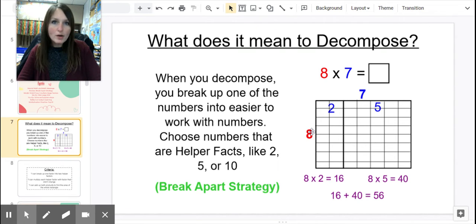Okay, you could also break up 8. You could have broken this up into 3 and 5. But maybe you're thinking, I don't really know my 3s. Okay, so that's why I think 7 is the perfect one, because I know my 2s and I know my 5s. So you take 2 times 8 and then 5 times 8. So that's 16 plus the 40, and that would equal 56. So you know 8 times 7 is 56 because you broke it up into 2 easier to work with numbers.